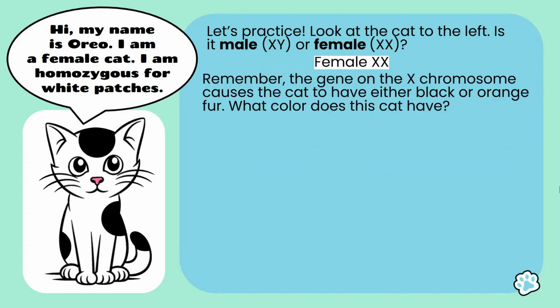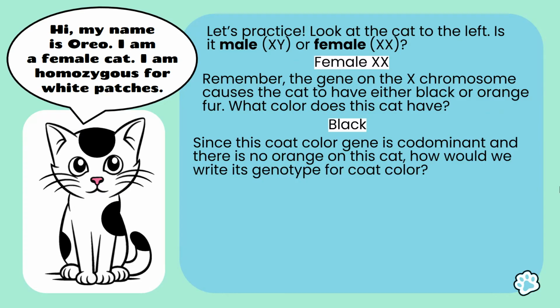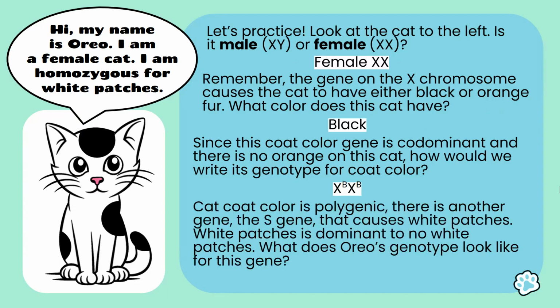Remember, the gene on the X chromosome causes a cat to have either black or orange fur. What color does this cat have? If we look at her, we will see that she has the black color, but I don't see any of the orange on her. Since this coat color gene is co-dominant and there is no orange on this cat, how would we write its genotype for coat color? Her genotype is going to be XB. She's a female, so there are two X's, and since she doesn't have any orange and only black, she's only going to have the black alleles on her X chromosome. So there's no O's here for her.